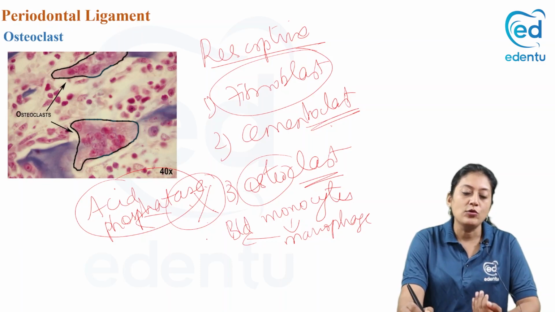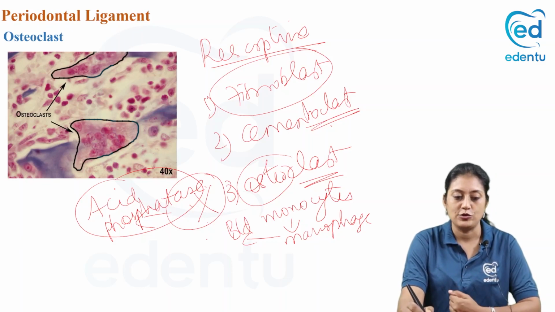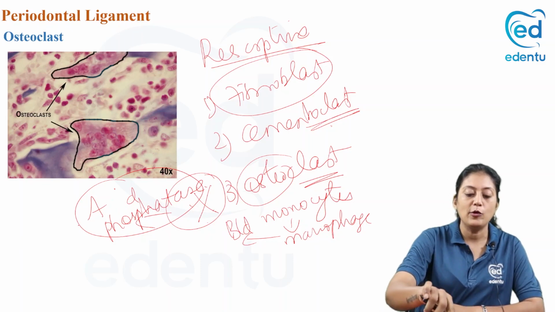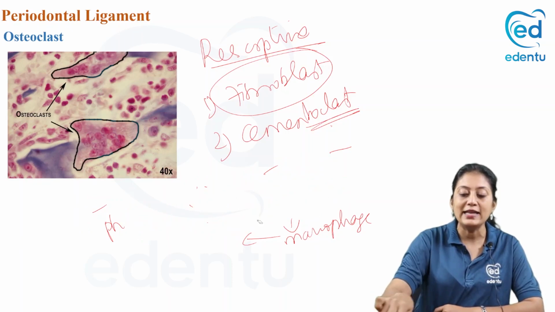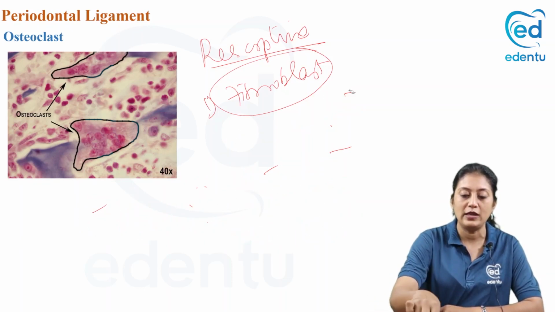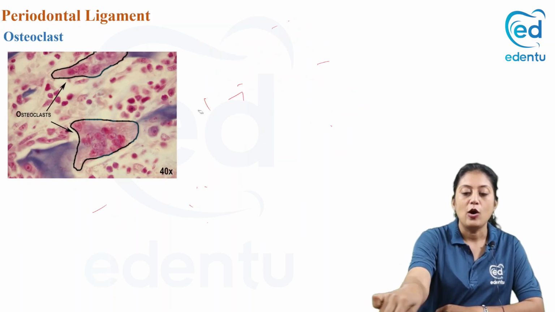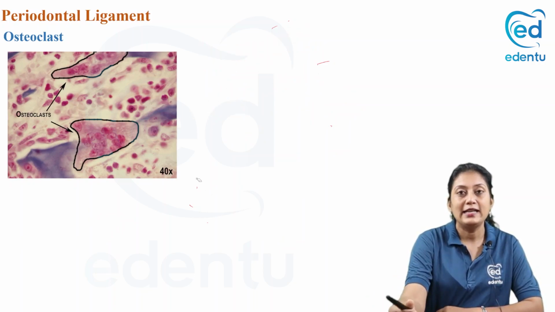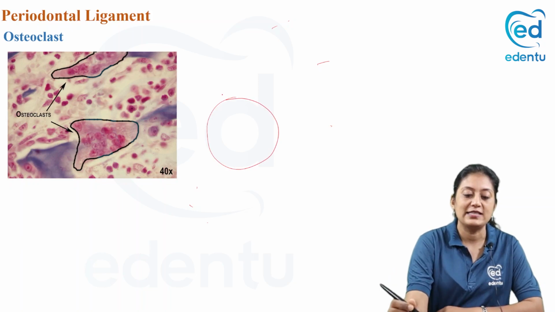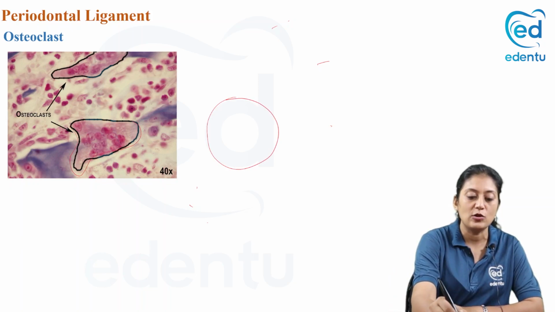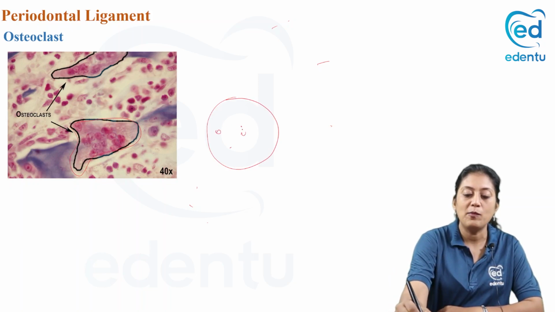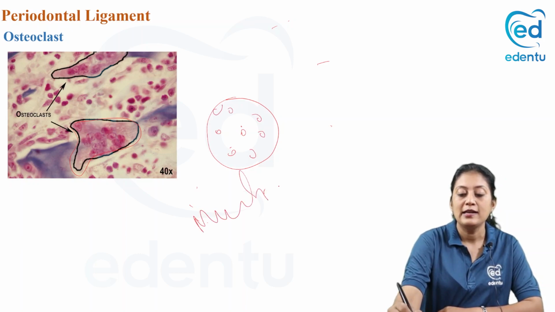So that is how bone resorption is happening with the help of osteoclast. And the important thing about osteoclast we need to know is, unlike any other physiological cell present, osteoclast is unique because it is a multinucleated giant cell. So you can see in this picture here, this is osteoclast. One cell will have multiple nuclei. So it is a multinucleated giant cell.